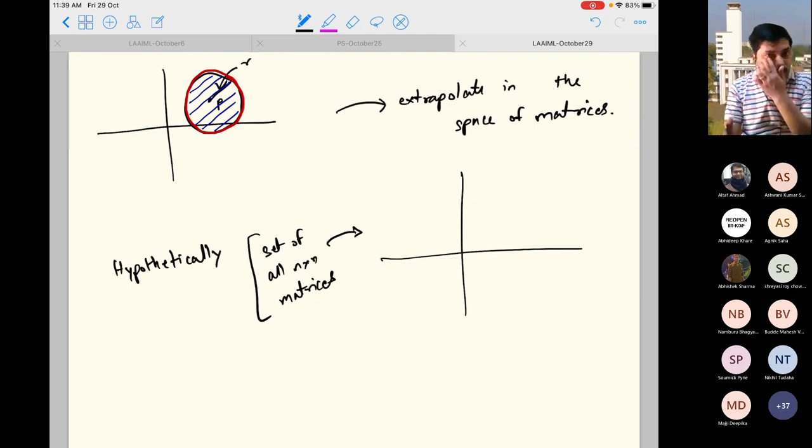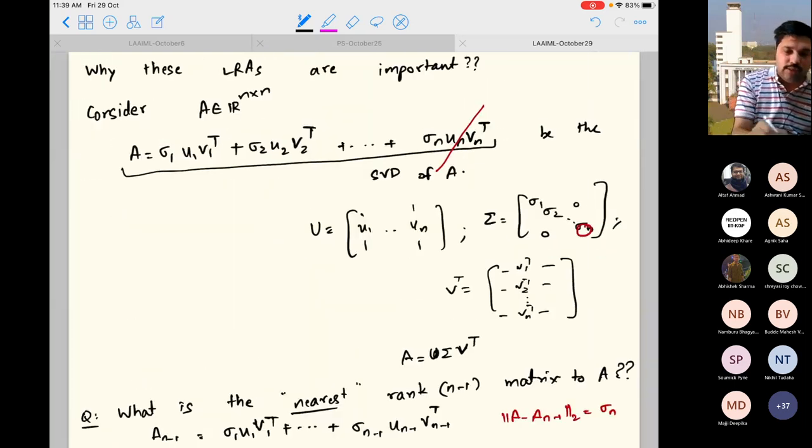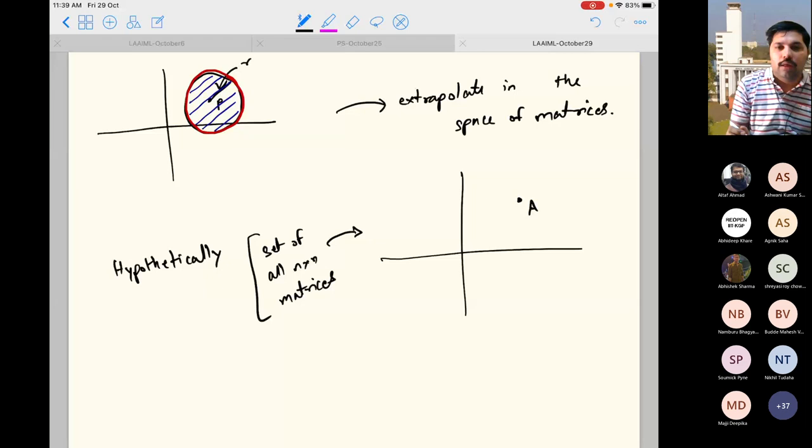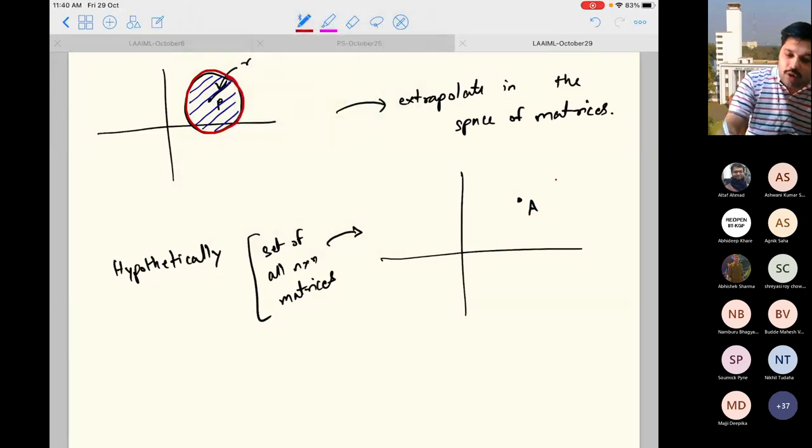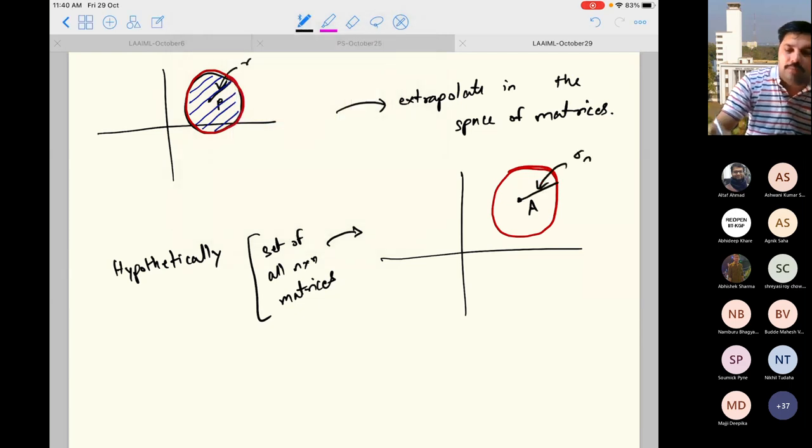Okay, just to understand what is really happening. This is the matrix A that I'm talking of. Then what is this saying? This result is saying that I will draw a circle of radius sigma n around this point A. So this is a matrix, and I'll look at the interior of this particular circle, the check pattern shaded area, which is inside the circle.